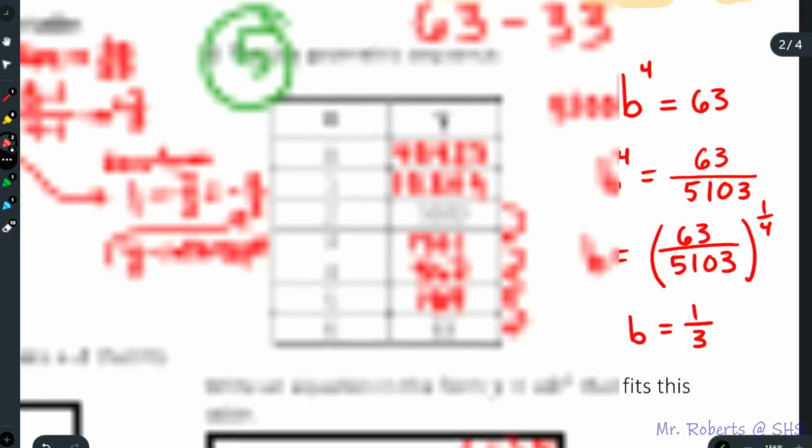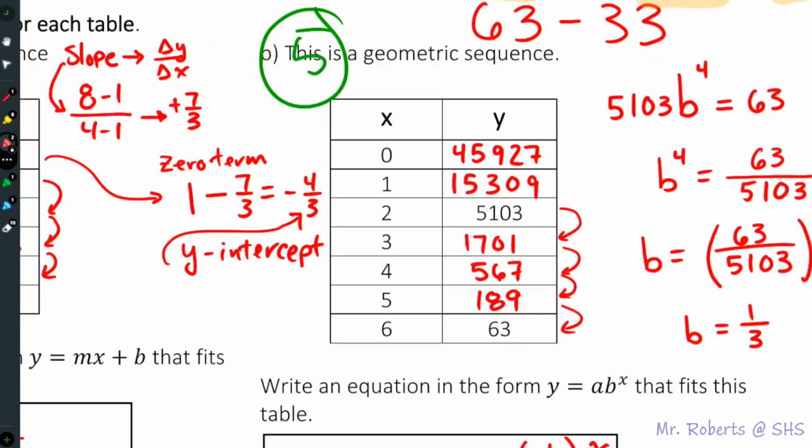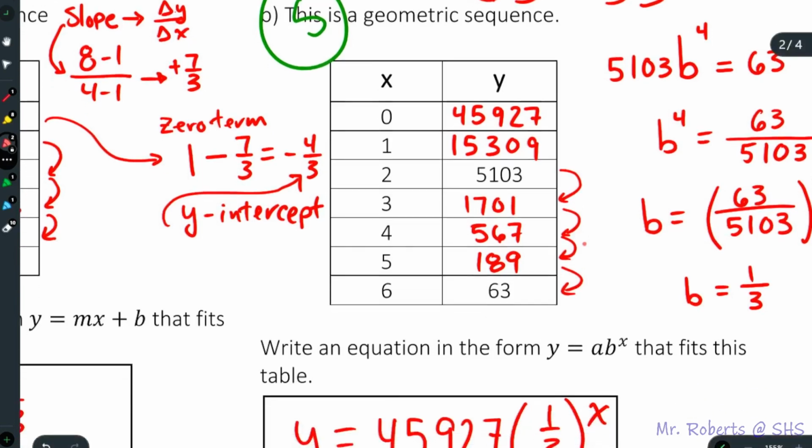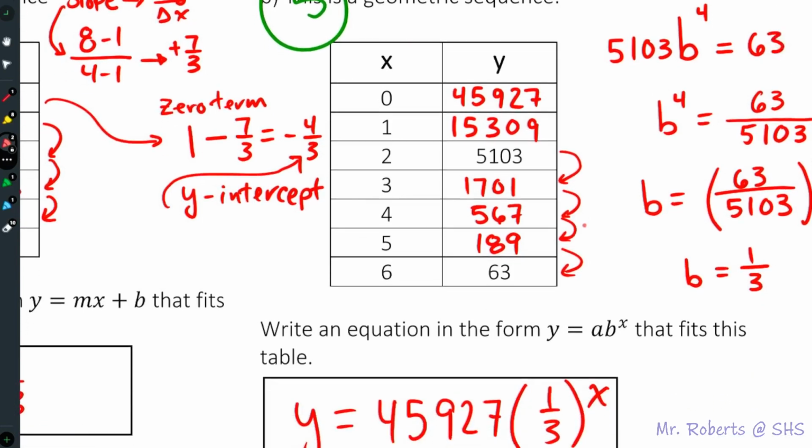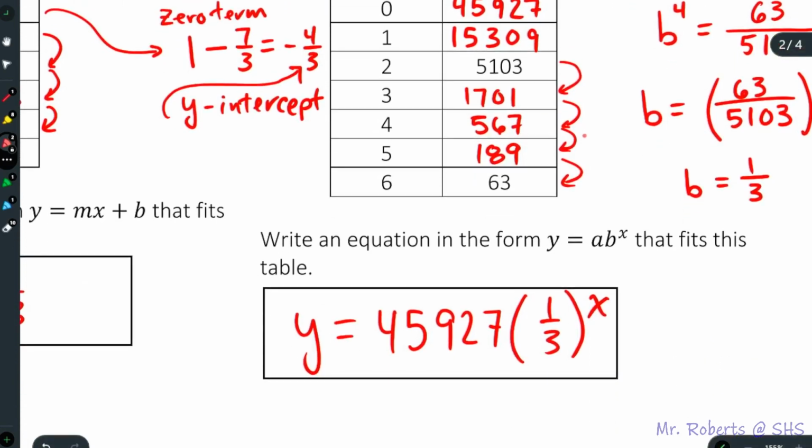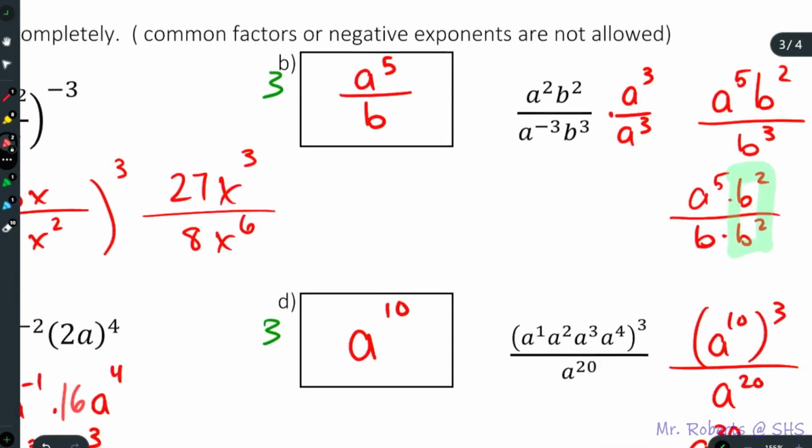This sequence was geometric. I was told that at the beginning. I know that if I take the number 5103 and multiply it by b four times, I get 63. So I found out that b was 1/3, and my 0th term, just going backwards twice, was 45,927. So 45,927 times (1/3) to the x is the equation.